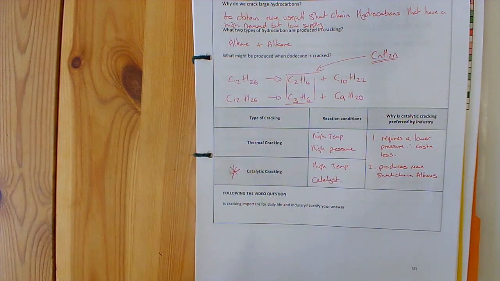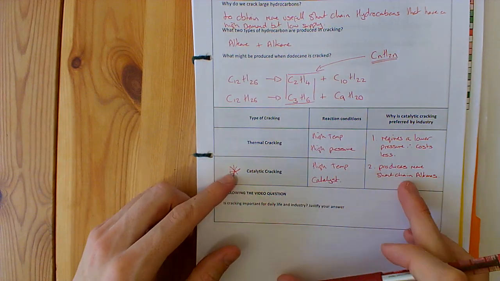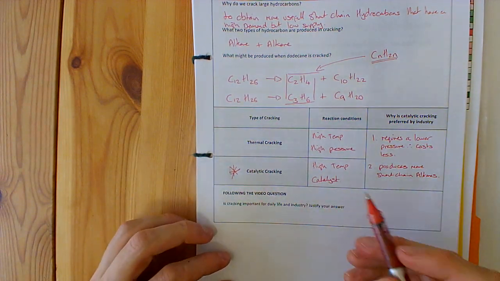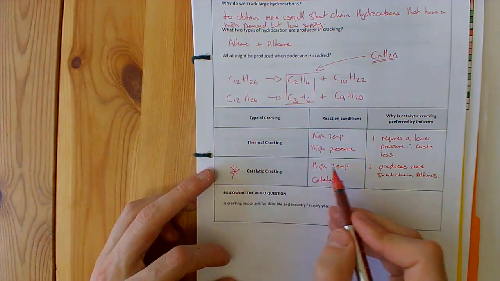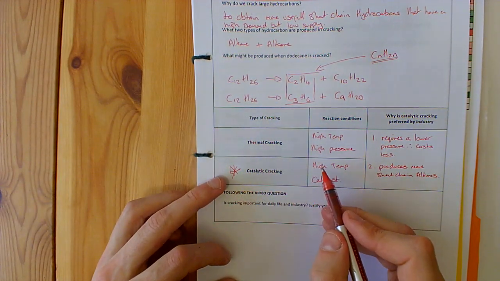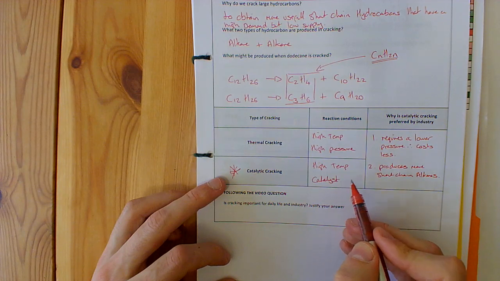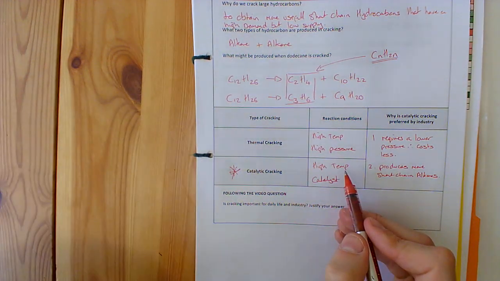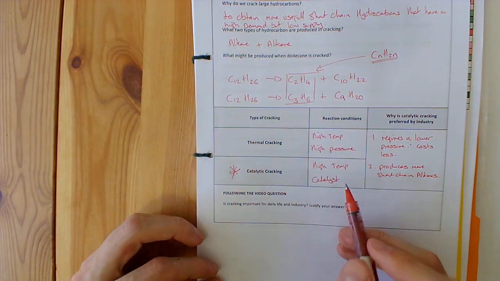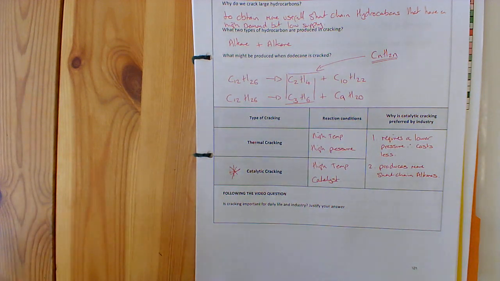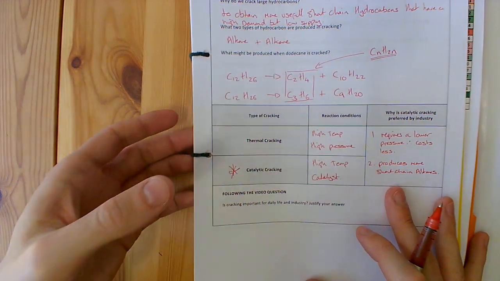So it is the preferred process. So make sure you know this. This is the one you absolutely must know. Catalytic cracking: high temperature and a catalyst. Make sure you say high temperature. Don't just say heat or hot. Say high temperature, catalyst. And it breaks down large hydrocarbon molecules into short chain hydrocarbon molecules, which have a much higher demand because they're useful as fuels.